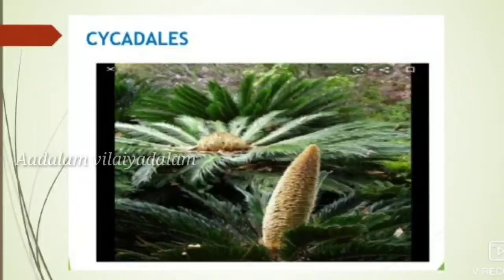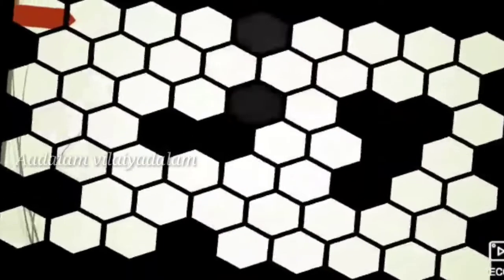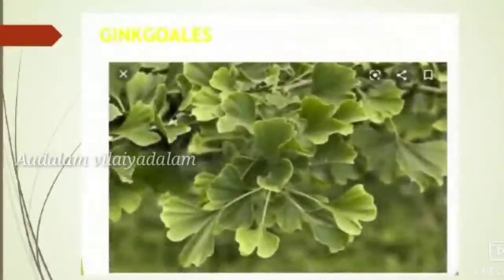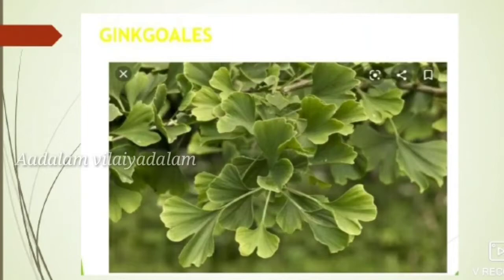Cycadales are palm-like, small, erect and unbranched plants, and the leaves are pinnately compound and form a crown, and they have the tap root system. An example for this group is Cycas species. And the second one is Ginkgoales. They are large trees with fan-shaped leaves and they produce an unpleasant smell. Example, Ginkgo biloba.